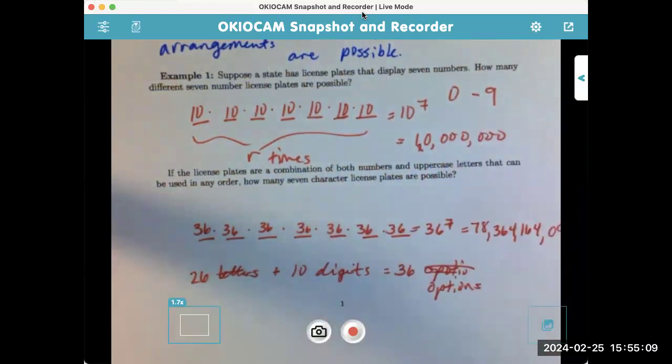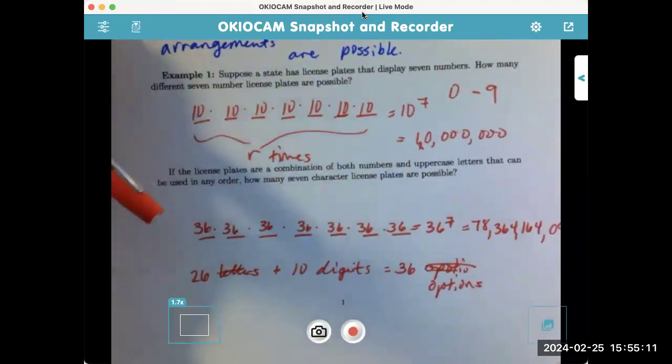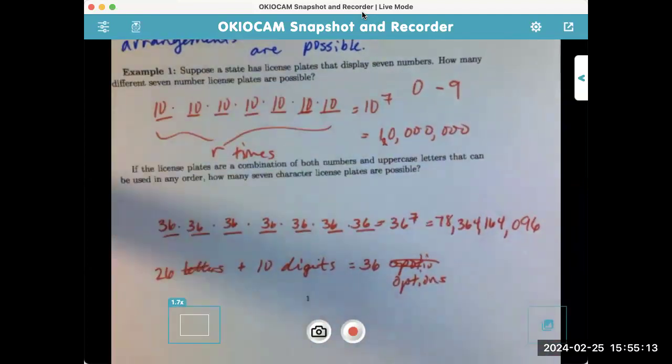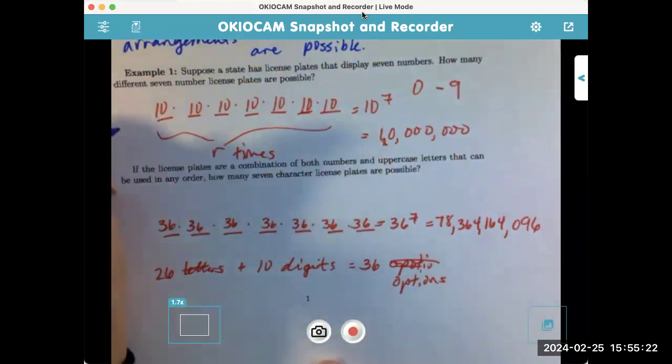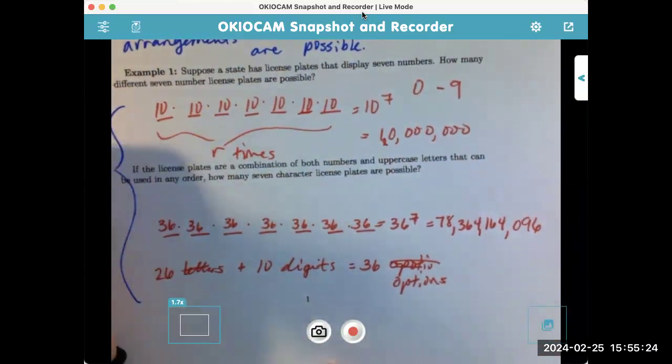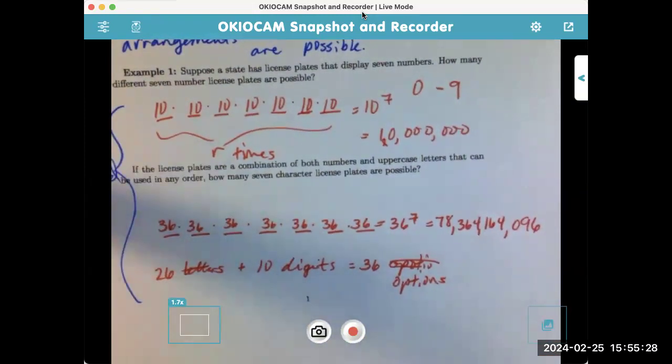78,364,164,096. Okay, a ton of options. A load of options. Okay, so that's counting if repetitions are allowed. We're about to get into, well, what if repeats aren't allowed?